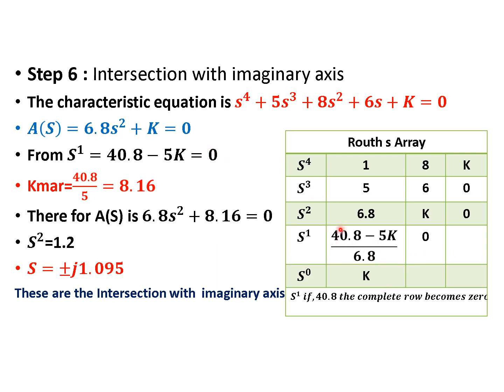Now here we find A of S, that is the auxiliary equation. The auxiliary equation can be obtained from just one row above this, that is s square. I can take 6.8 s square plus K is equal to 0. We already know the value of K, that is 8.16. If I substitute 8.16 in this equation, the value of s we obtain is plus or minus j 1.095. So this is the point on the imaginary axis where the breakaway points are moving along.